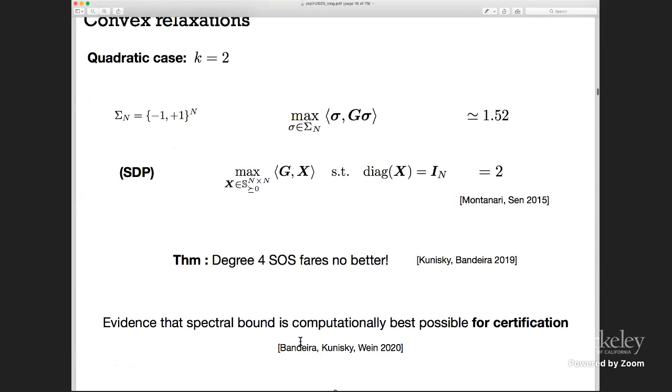And there is strong evidence that this spectral bound, this number 2, is the best computationally possible for certification or for refutation. Here I'm considering convex relaxations that by definition will always give you an upper bound, whether G is random or not, but you want, for G coming from the GOE, the bound to be the closest possible. This is called certification. It turns out that this problem is believed to be quite hard, and the spectral bound is conjecturally the best possible.